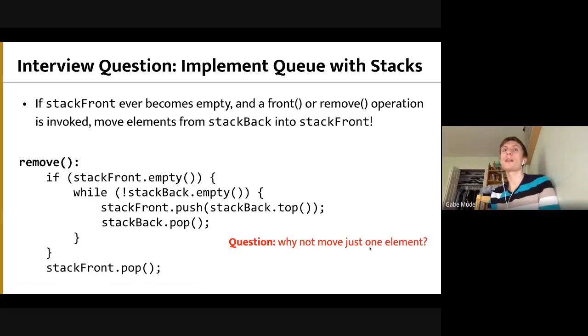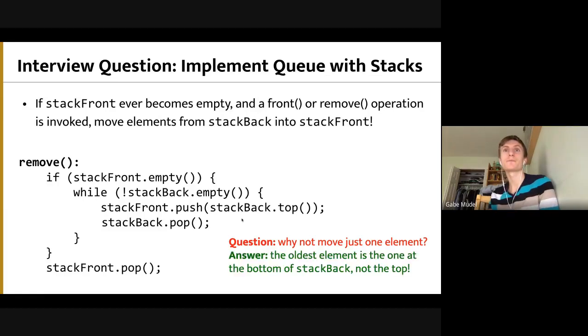But the question of why not move just one element to the queue is because it's not very efficient to do so. We might as well just move all our elements to the queue, and that way we can maintain our invariance and not have to do the moving a bunch of times, basically.